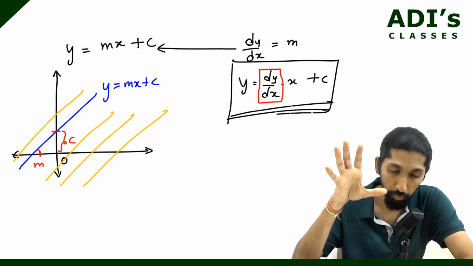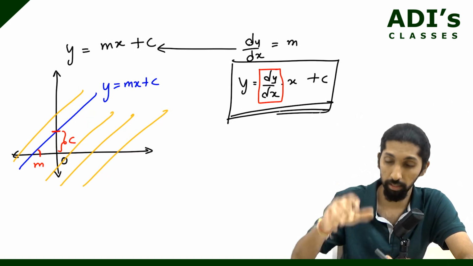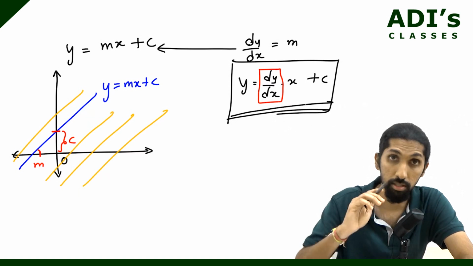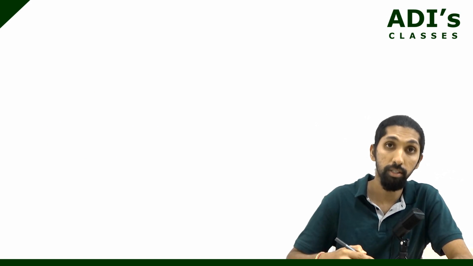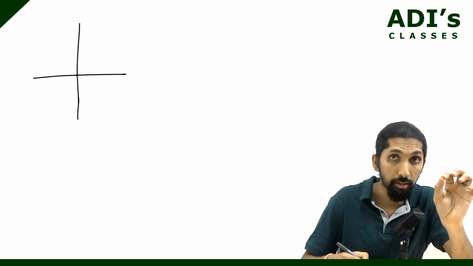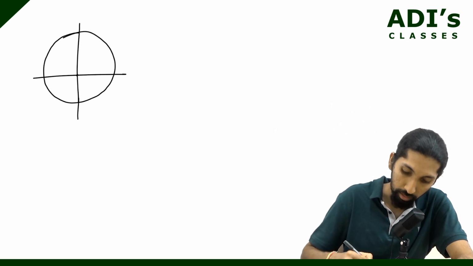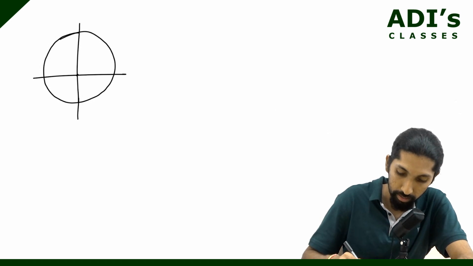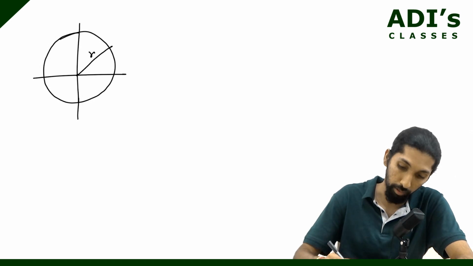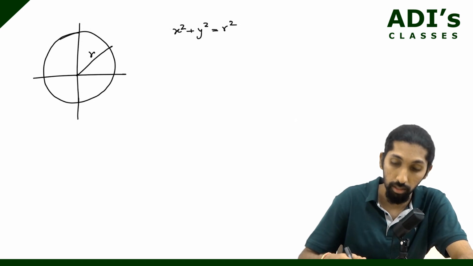Now let me show you one more example, for a circle. All right, so let's do one other simple example for a circle now. What is the equation of a circle? See, you have x-axis, y-axis, and we are going to take the center of the circle as the origin. And you are going to draw a circle, assume, and the radius is, say, r. The equation is what? X square plus y square is equal to r square, right?